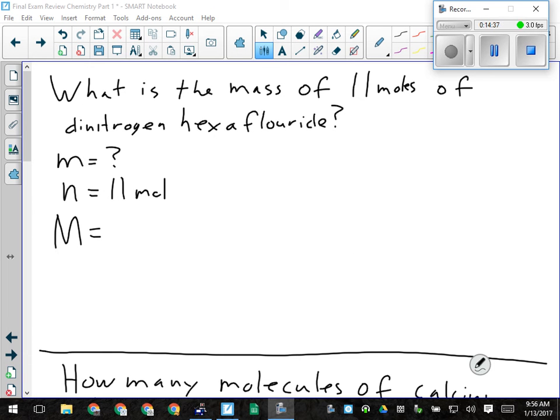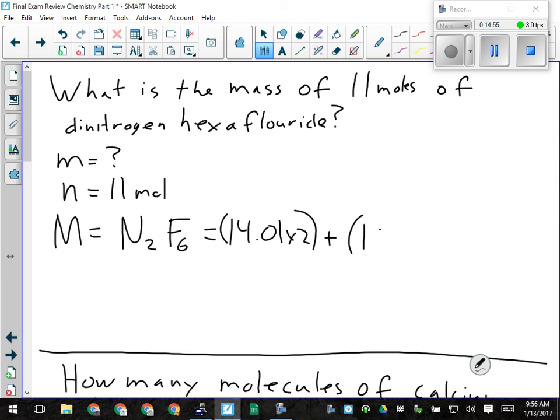so we've got dinitrogen hexafluoride, which is a molecular compound. So we use the prefixes to figure out what the formula will be, N2F6. All right. Then we can calculate its molar mass. So we'll go 14.01 times 2 plus 19.00 times 6. Those are the numbers on your periodic table. Obviously, it's different up there, but on your periodic table, those are the numbers.